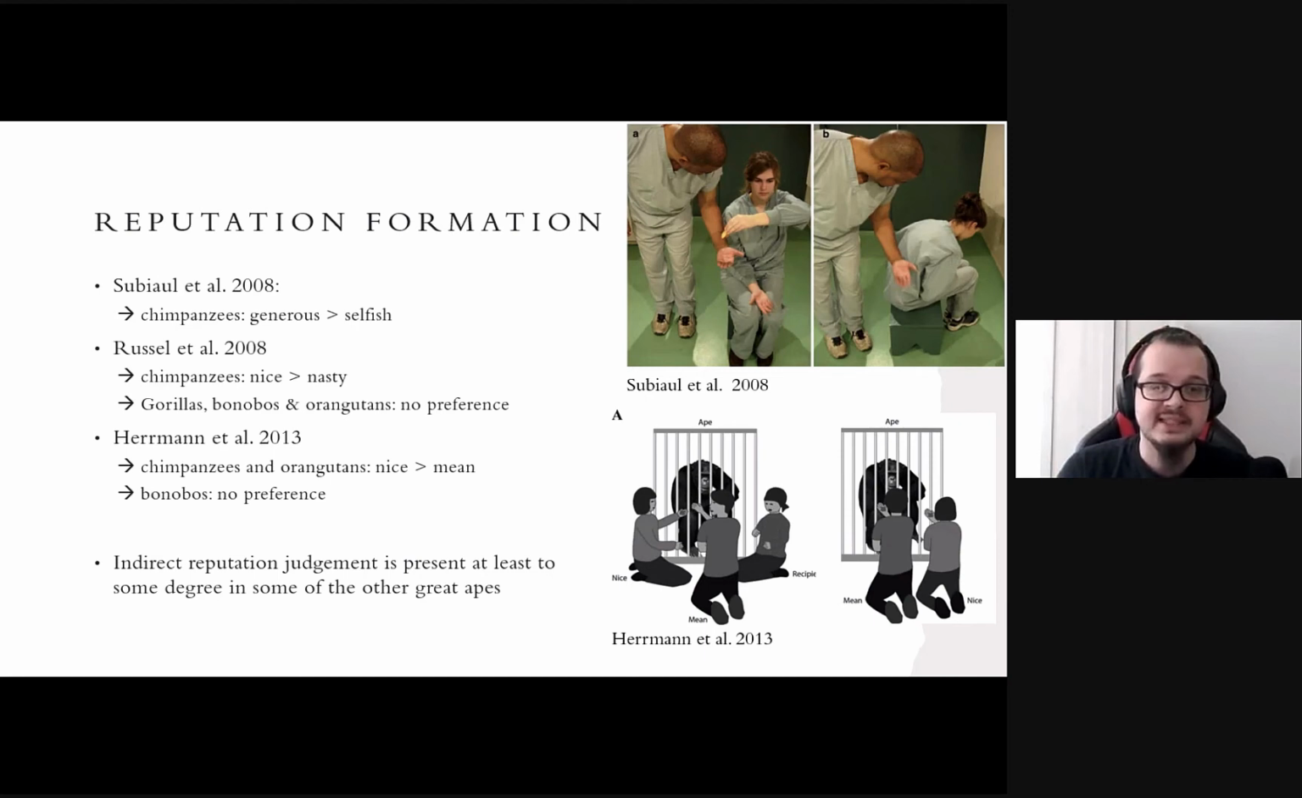Finally, Herrmann and colleagues had a similar setup where a nice person tried to give something to a participant, and a mean person would try to interrupt it. You see that below. In a later stage, both the mean and the nice person interacted with the ape, and chimpanzees and orangutans preferred interacting with the nice person whose interaction history they had just witnessed, and not the mean person. Bonobos, however, did not show a preference. What we can see from that is that indirect reputation judgment based on the observation of others is present, at least to some degree, in some of the other great apes.